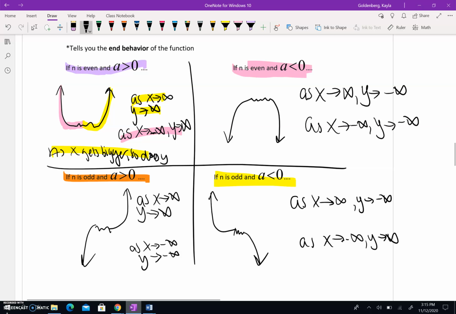For the pink graph, facing down, as x gets bigger, as I go to the right, my y values go down. Same thing happens as I go to the left, my y values still go down. Notice for the bottom left, the orange one, as x gets bigger, going to the right, y values go up. As x gets smaller, y values go down. And then the final one here as well.